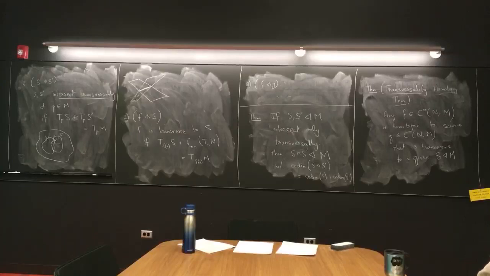So for example, if N is a circle and S is some other curve in real space, and let's say the image of the circle intersects that curve at some point, what this sentence says is that there's a homotopic map G such that the image of G does not intersect with this loop S.